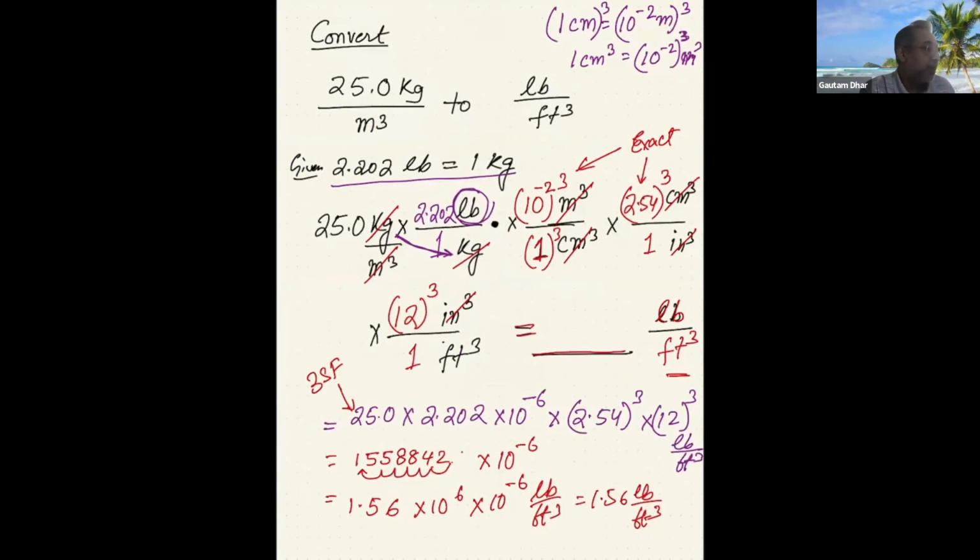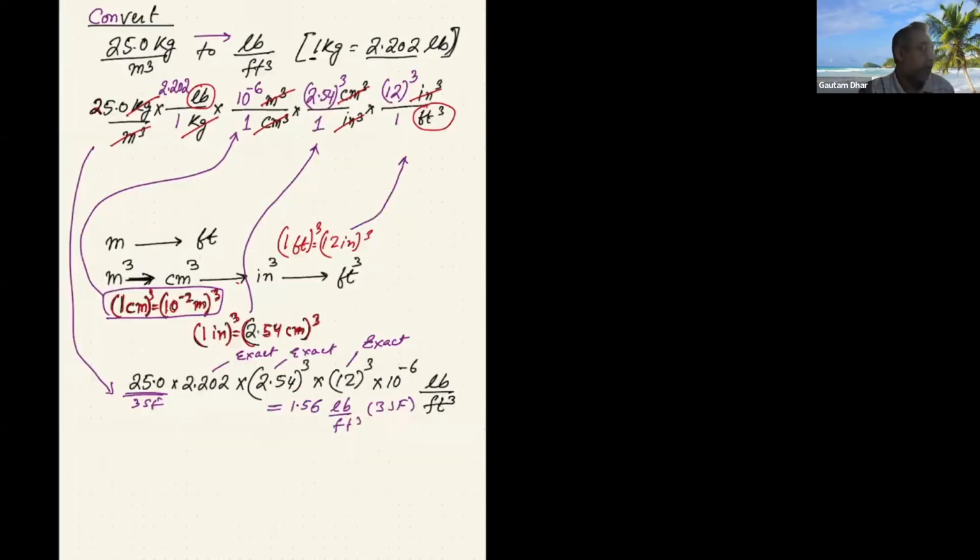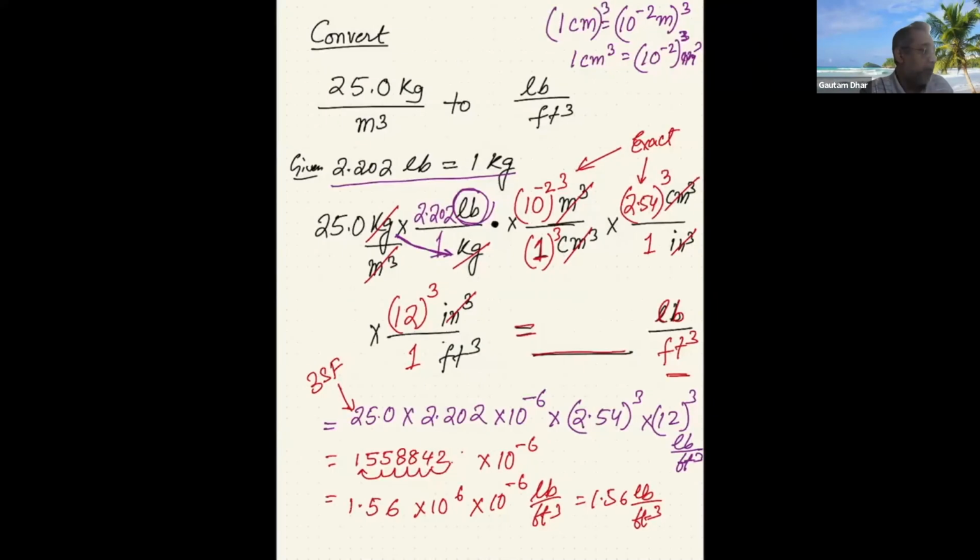Then there is another problem here, or the same one: kg per meter cube to pound per feet cube. So I did it again here. You can watch this in the recording.